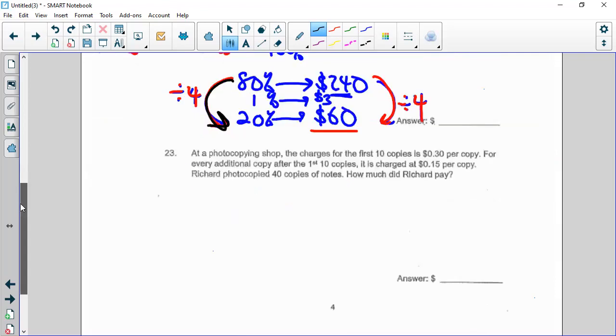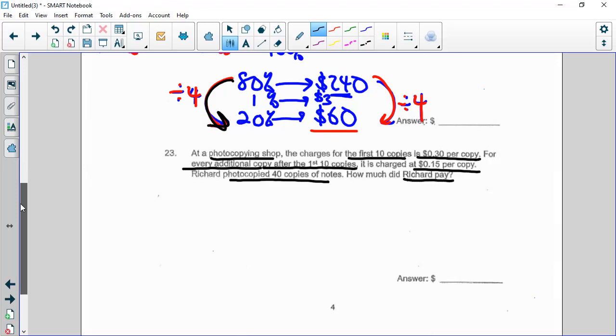Okay, question 23. Now, at the photocopying shop, the charges for the first 10 copies is 30 cents per copy. For every additional copy after the first 10 copies, it is charged at 15 cents per copy. So Richard photocopied 40 copies, and how much did he pay?